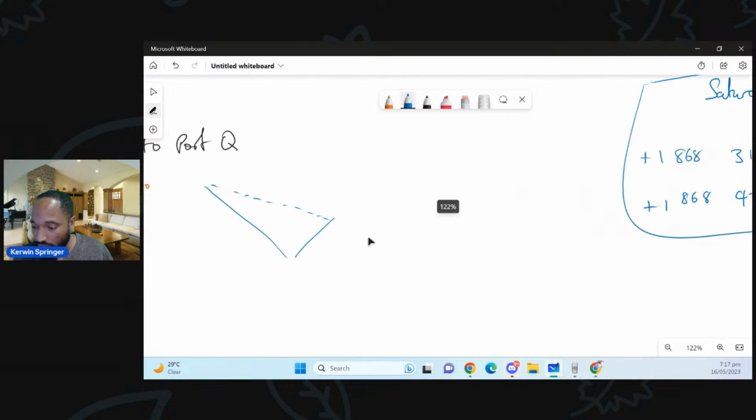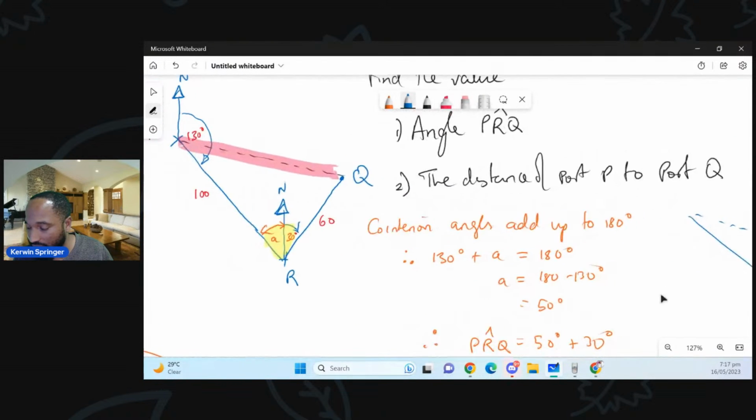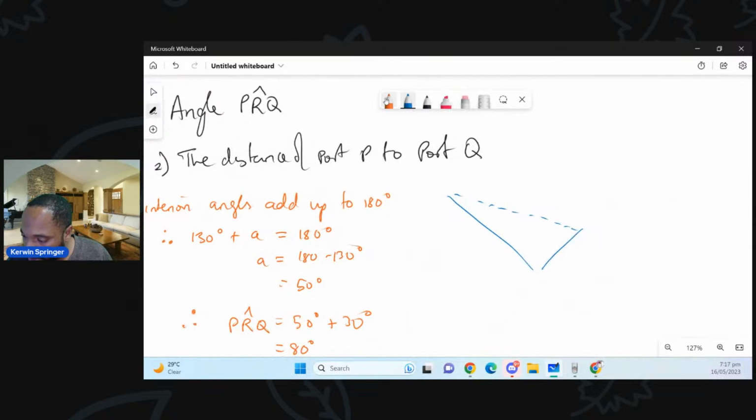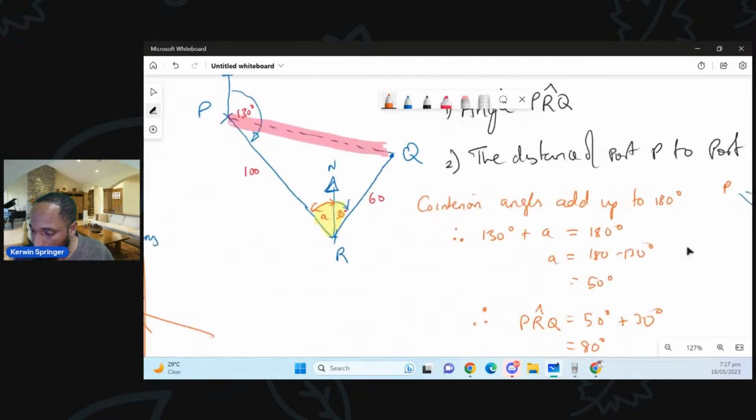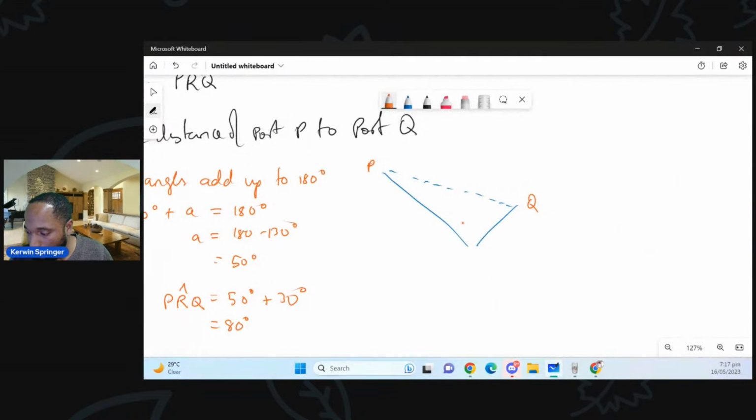All right, so let me continue with the question. The next part of the question is to find the value of angle PQ. We already know this angle here is 80 degrees, and we know this is 100, and we know this is 60. What does that look like to you? That is the cosine rule, friend.